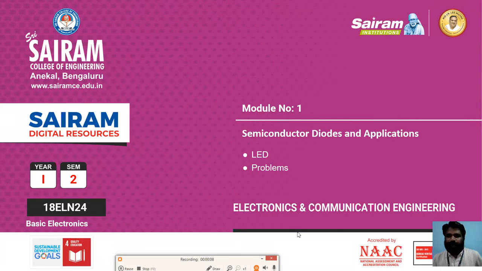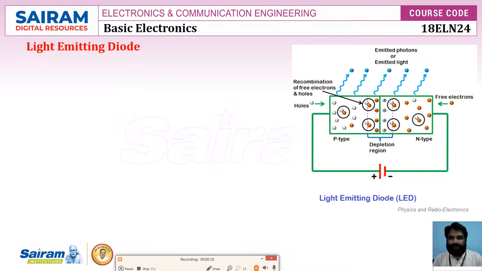Good morning. In this lecture video, I am going to explain LED, light emitting diode, and then some problems. This is the circuit diagram of LED. Here it is a PN junction diode. It is under the forward bias.